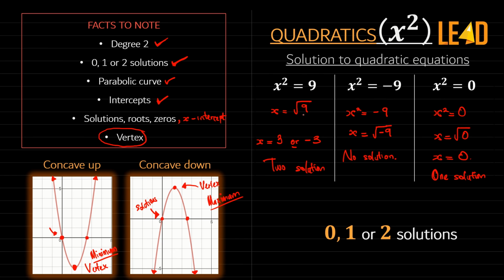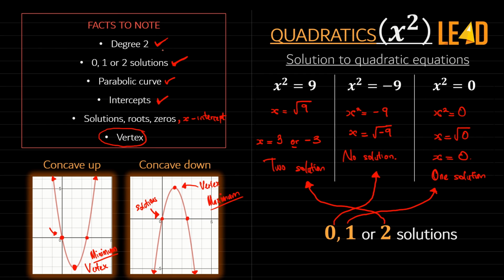Okay, a bit of a recap before we round it up. We said a quadratic equation can have 0 solutions, 1 solution, or 2 solutions. We said you would have 0 solutions when you have to take the square root of a negative number, so look out for that. You would have 1 solution when you have to take the square root of 0, and you would have 2 solutions when you have to take a square root of a positive number. So it's really important that you hold on to this.